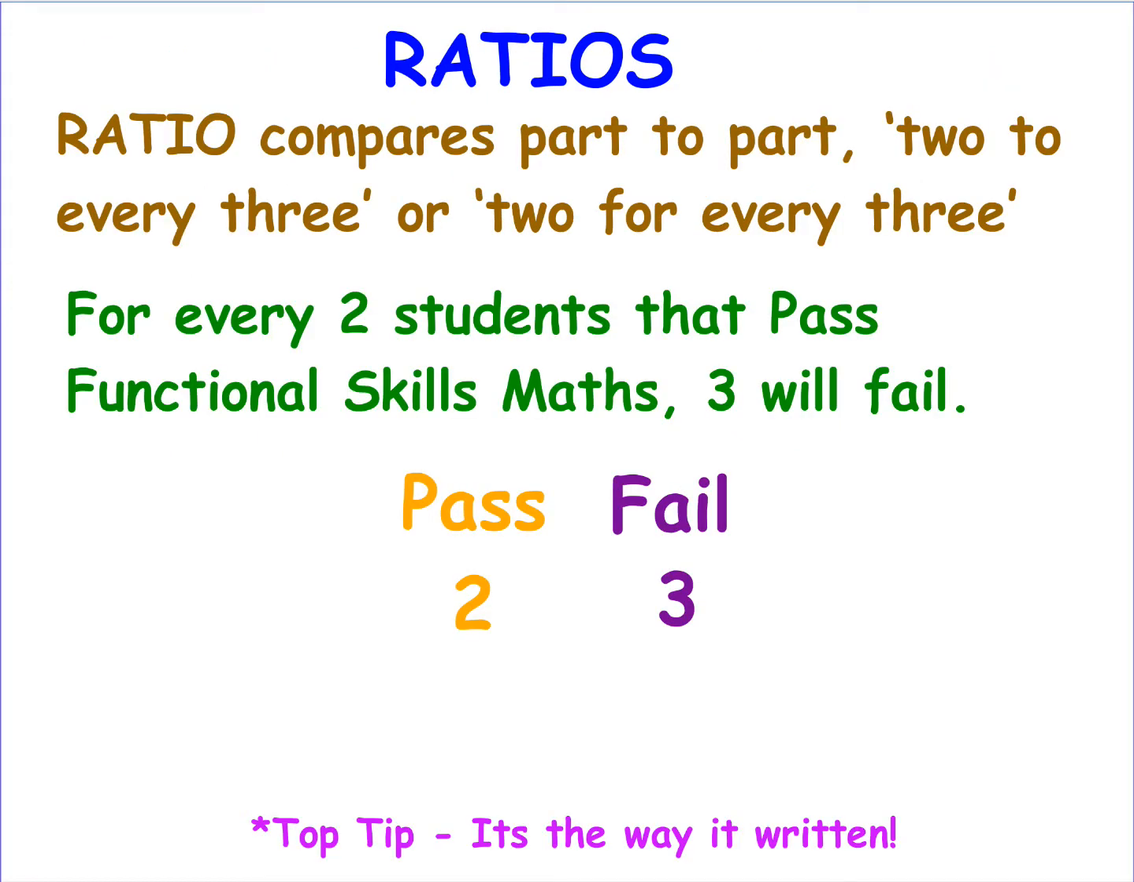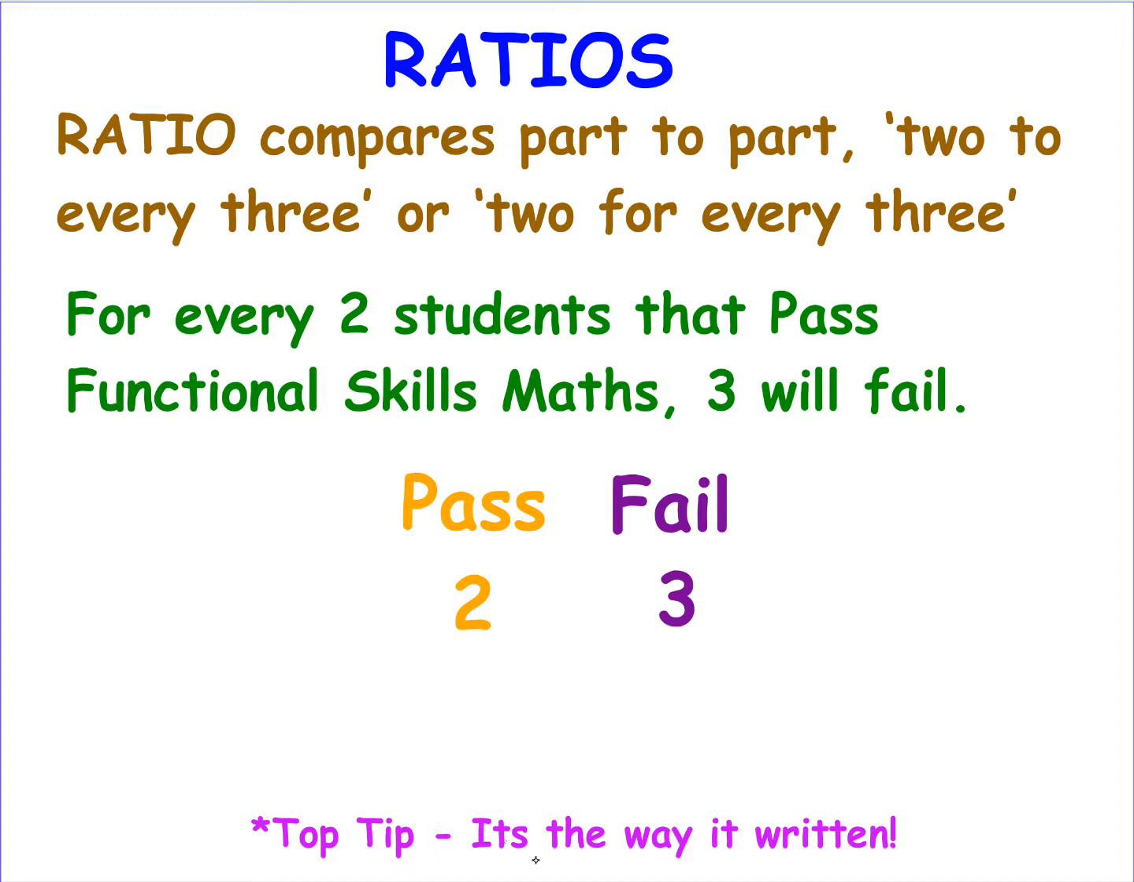So let's concentrate on ratios initially. Now, a ratio compares a part with a part. So 2 to every 3 or 2 for every 3 is a way we would describe a ratio in words. So for every 2 students that are going to pass the Functional Skills Maths exam, 3 will fail. And we would write our ratio, pass to fail, 2 to 3. And this is what we call our strap line and how we set up our ratio. And from this, we can do all of our ratio calculations.